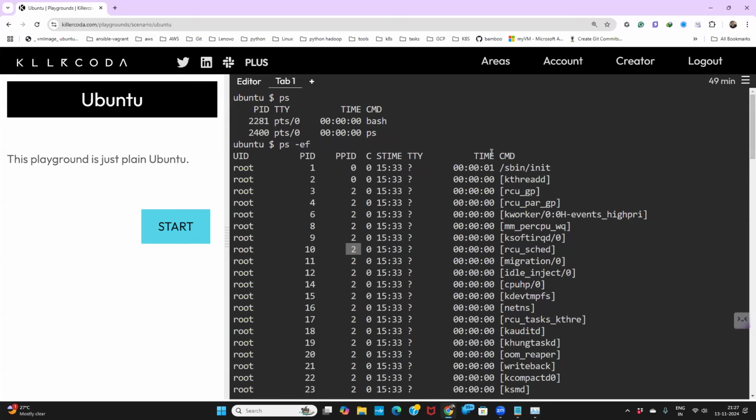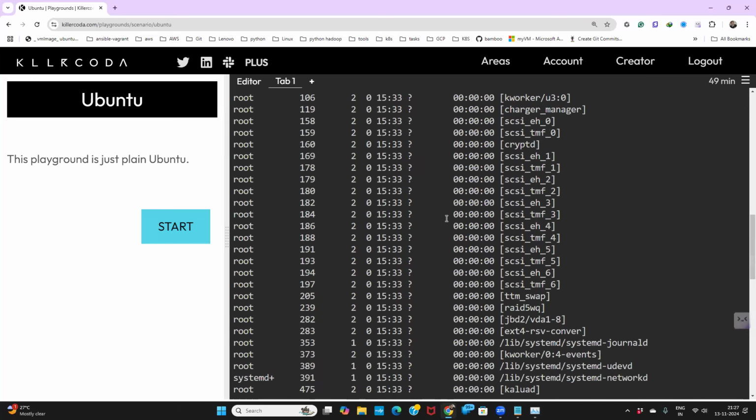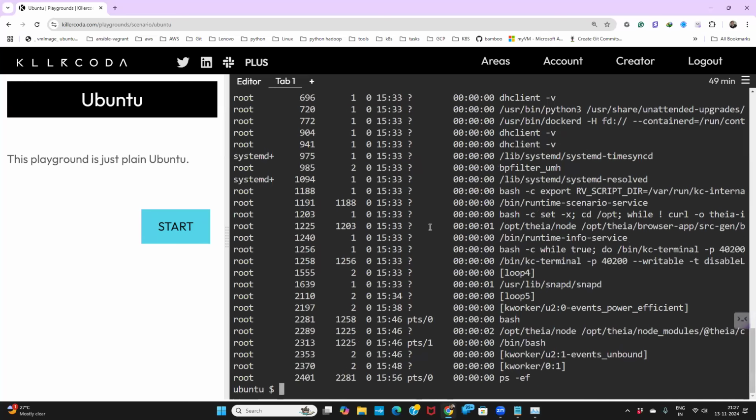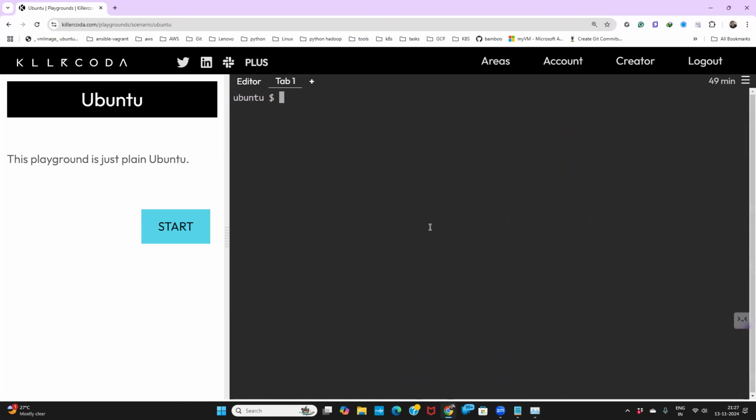Now we want to identify what processes are consuming high CPU or high memory on my machine, right? So a very useful command you can use is ps -evo. What is E here? E is nothing but, it will try to select all the processes.